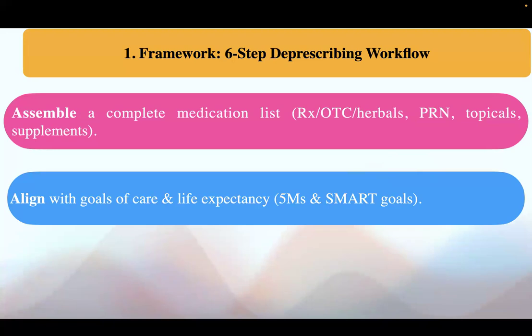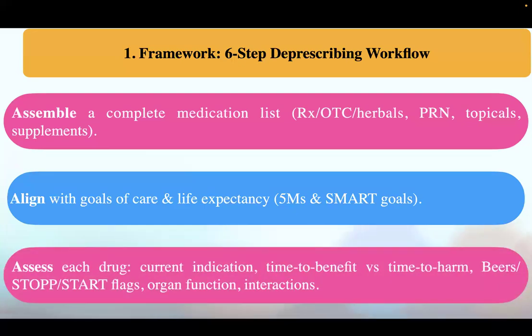So you need to align whatever medicines you are collecting from a patient, whether OTC, herbal, PRN, topical, supplements, any of the medicines, with the goals of care and the life expectancy. That is the second step of deprescribing. Third step, now you need to assess each drug. Now you have a whole complete list with you, and you need to assess each drug. What is the current indication? Why was it given? Time to benefit versus time to harm.